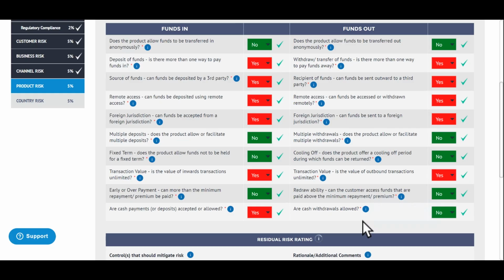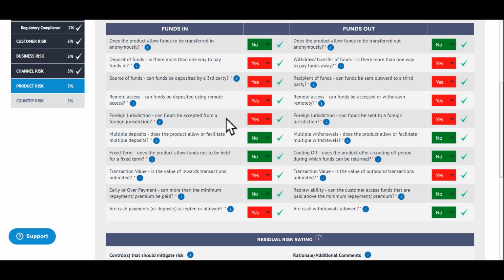process. The product risk factors that are assessed include whether the product allows funds to be transferred in or out anonymously, the methods of deposit or withdrawal, whether funds can be deposited or withdrawn by third parties that are not associated with the account, whether funds can be deposited or withdrawn remotely, for example via the internet, or whether funds can be accepted or sent to a foreign jurisdiction.